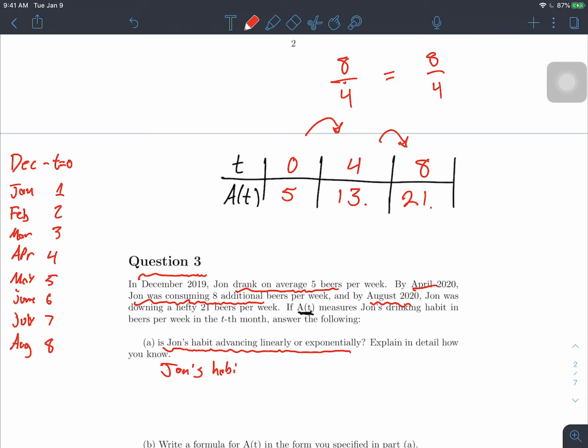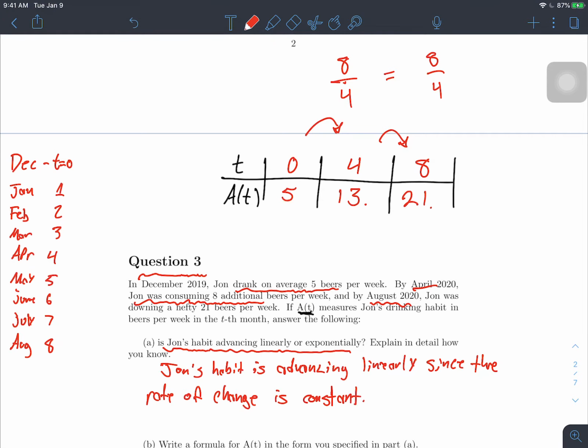John's habit is advancing linearly since the rate of change is constant. By constant, I mean it's consistent throughout. The first time I went up by a factor of 2, and the second time my slope was again 2.